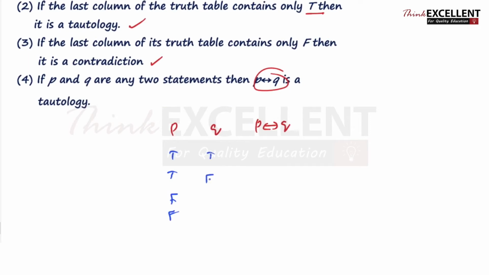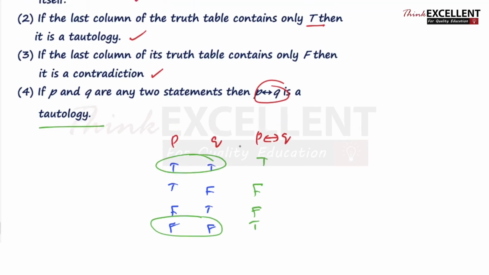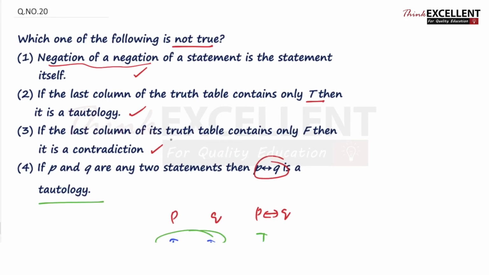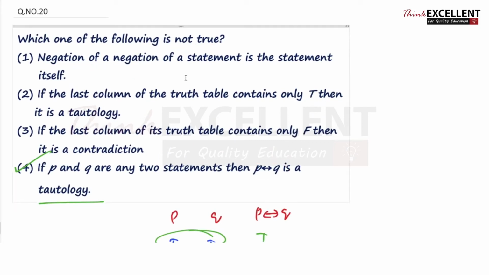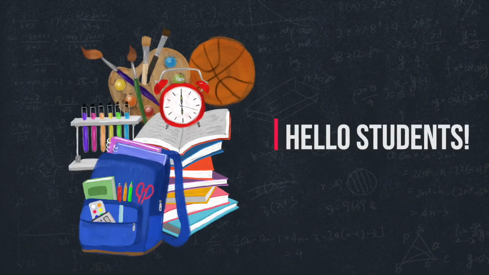Here true, false. If and only if means when both are of the same type, you write true. In all other cases you write false. It is not a tautology. Tautology means the last column contains only T, right? But here some F is also there. So it is not a tautology. So that is the correct answer, because they asked which one of the following is not true. Hope you understood all these things. We'll continue in the next video.